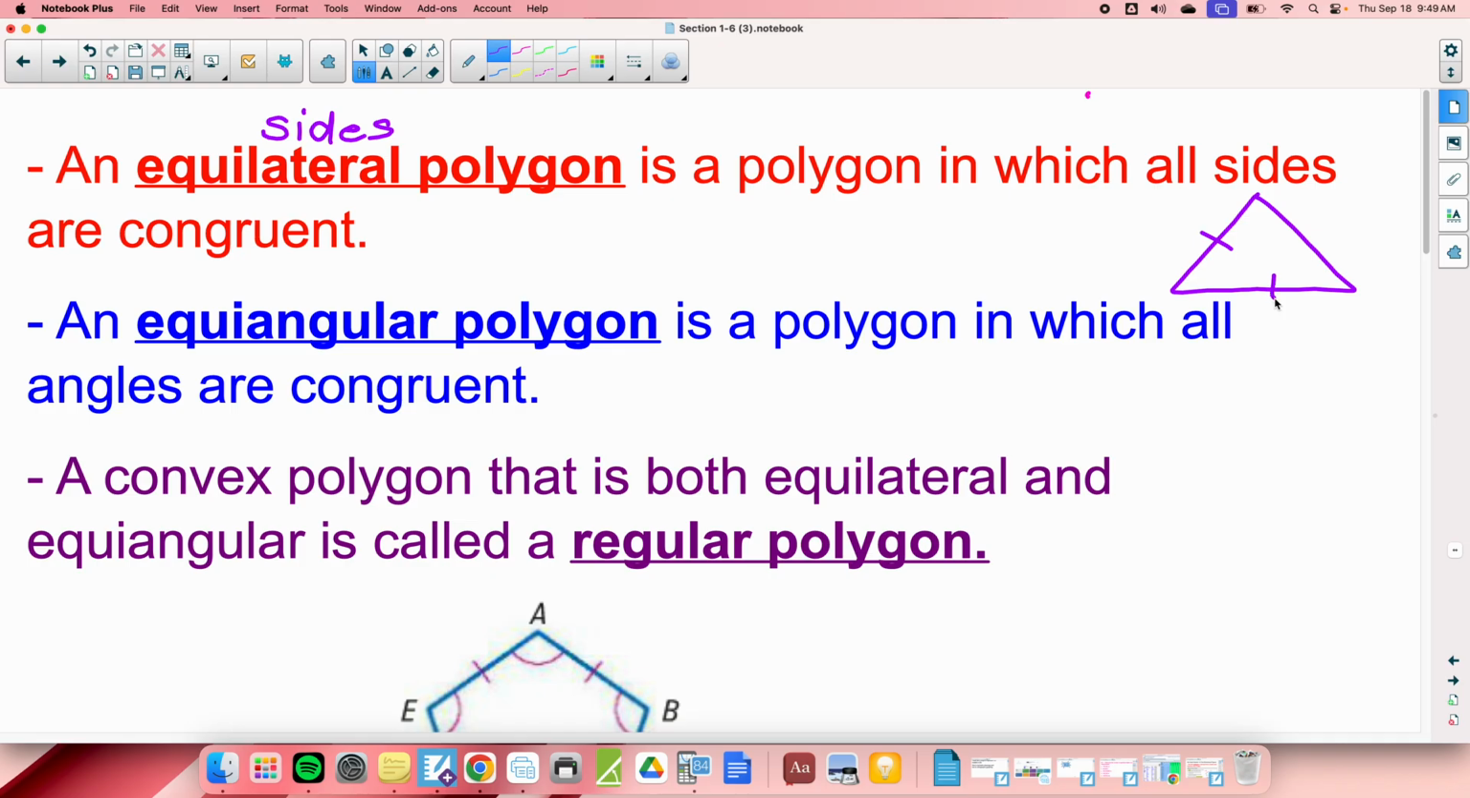So a triangle has 3 sides. All 3 of those sides would have the same amount of dashes on every single side.